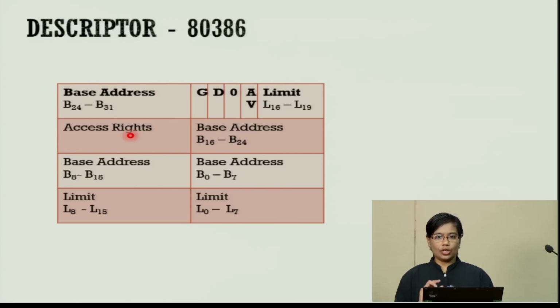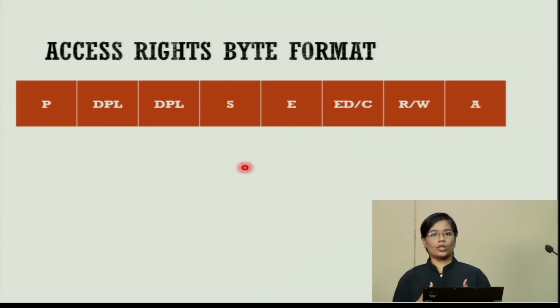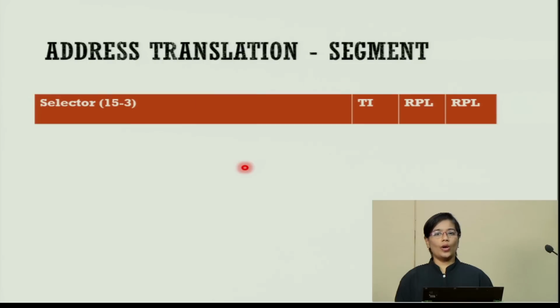The descriptor for 80386 is also similar. The bits which are going to be called the limit give the size of the segment, and the base address gives the starting address of the segment. Access rights again gives the access permissions related to that particular segment. In the previous session, we also saw in detail the format of the access rights byte. Now, what we are going to look at in this session is how an address is going to be translated, or how the virtual address is going to be converted into a physical address.